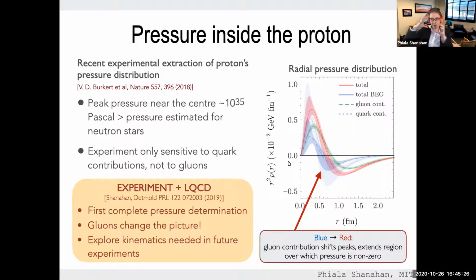So you have a higher peak, you have slightly shifted peaks, and you also have a greater radial extent of the pressure distribution when you include gluons. By combining theory and experiment, we can really understand some of these fundamental aspects of proton structure for the first time.